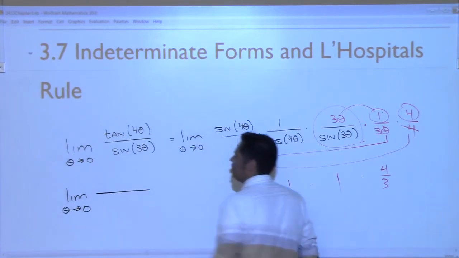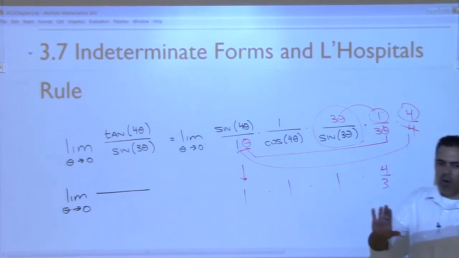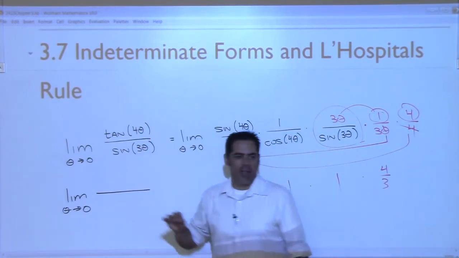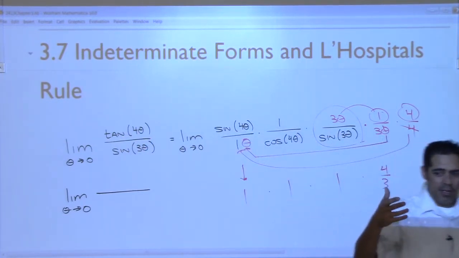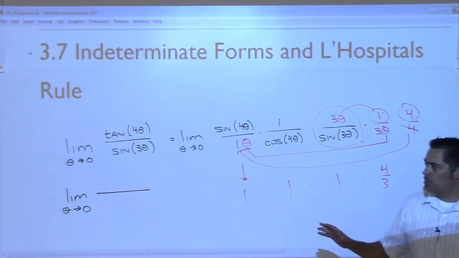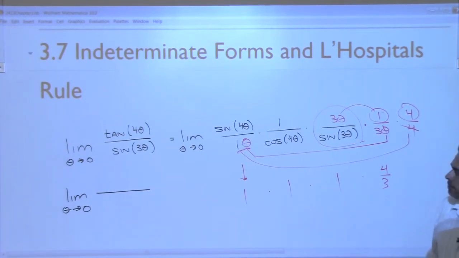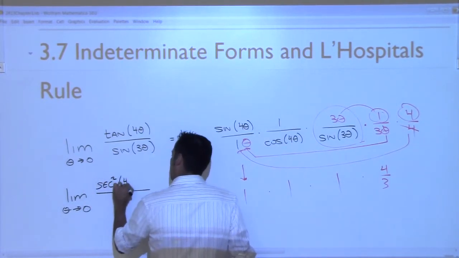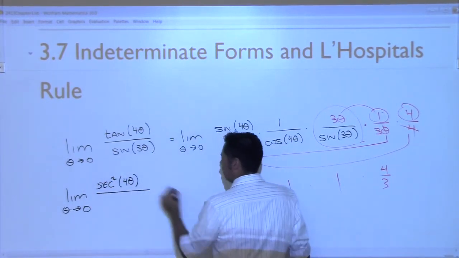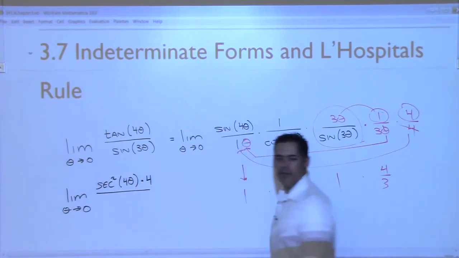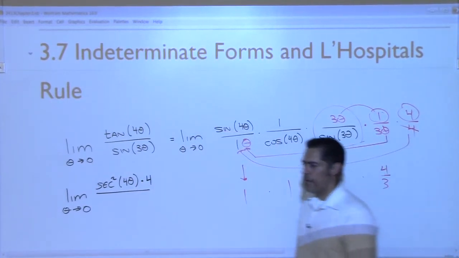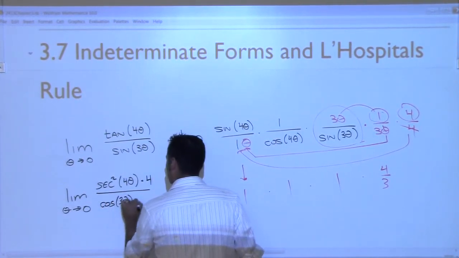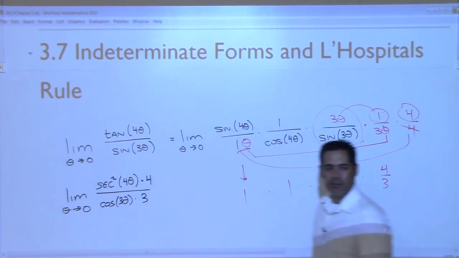Okay, I would like for us to do something else here, just for the sake of doing it. Don't ask me why. I would like for you to take the derivative on the top and on the bottom separately. What is the derivative of the top? Secant squared of 4 theta, and one more very important thing, times 4. That's the derivative of the top. What's the derivative of the bottom? Cosine of 3 theta times 3.